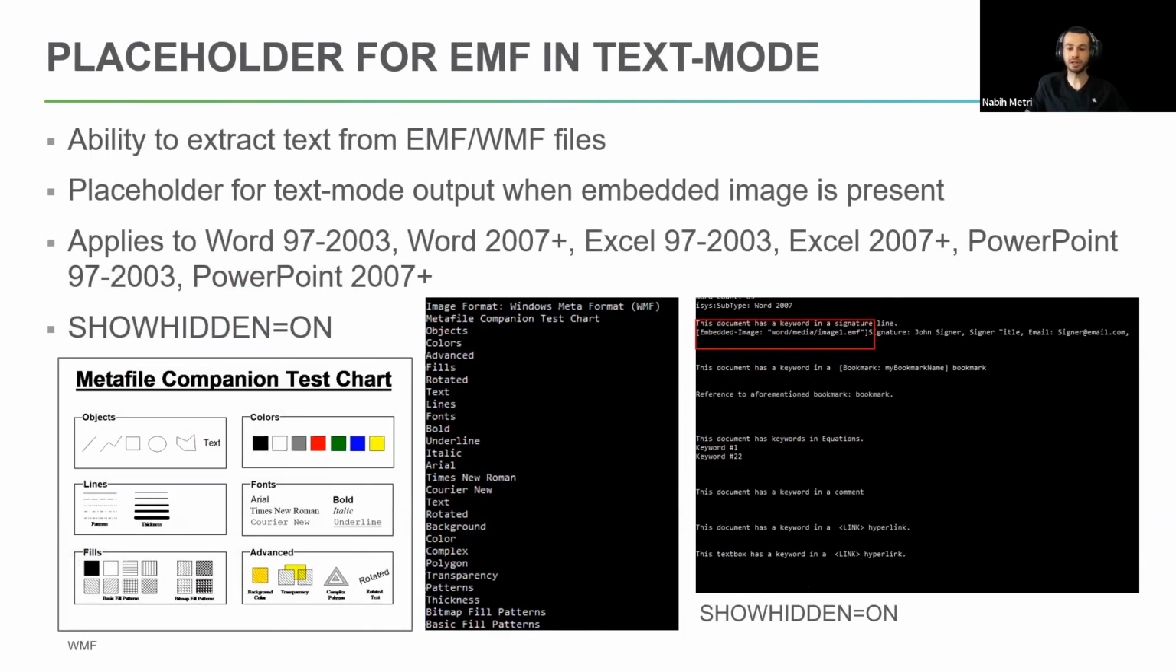Next up is our new functionality of providing a placeholder for EMF files in text mode. We now have the ability to extract text from EMF and WMF files. The first two screenshots are the original WMF file and the text extracted from it. So this is available by default, and no additional options are required for this. The third screenshot shows the embedded EMF file in a Word document with the Show Hidden option enabled. You can see that we're now indicating that there's actually an embedded image and providing the file name to allow for extraction of that image.